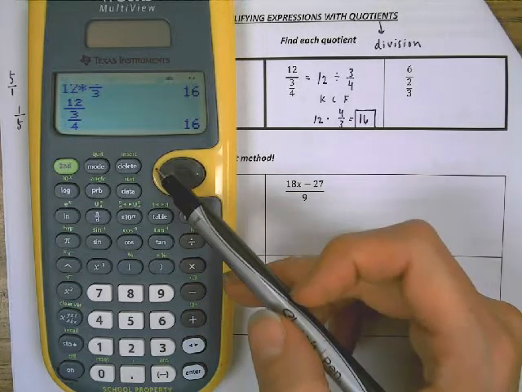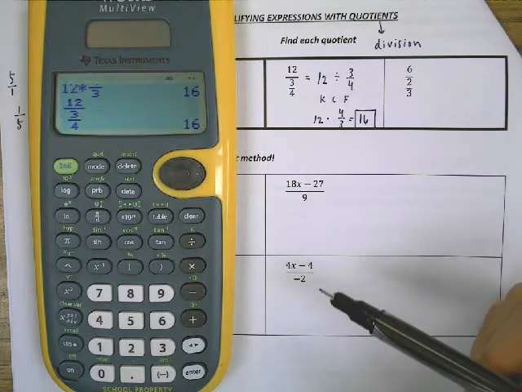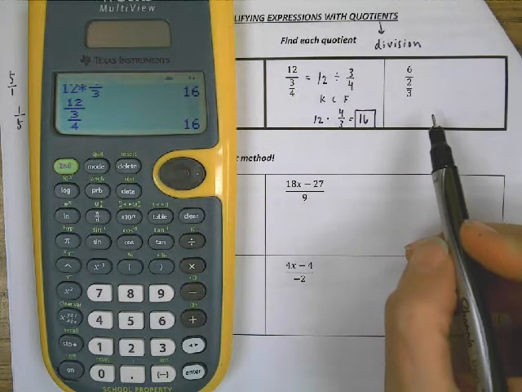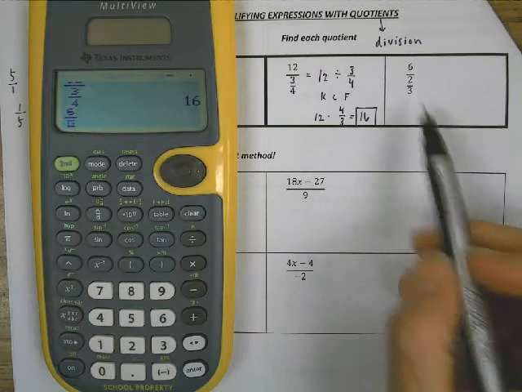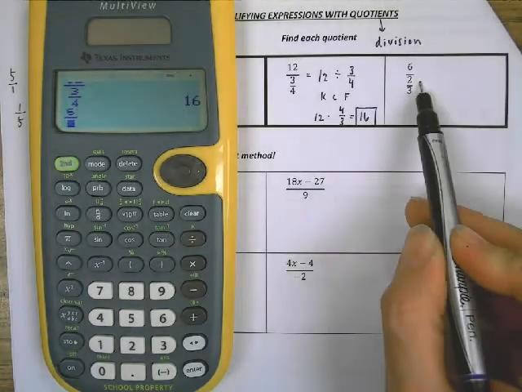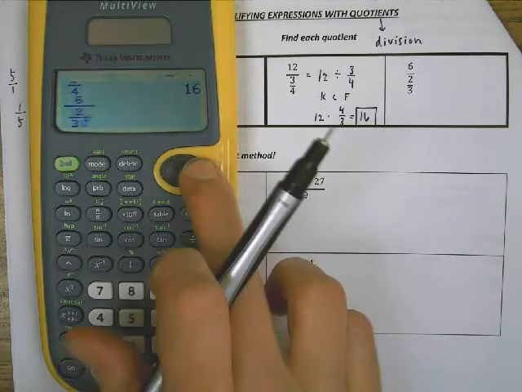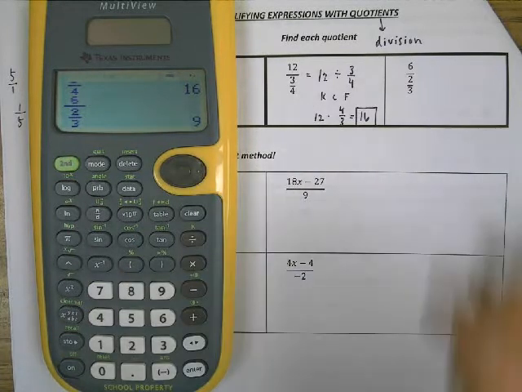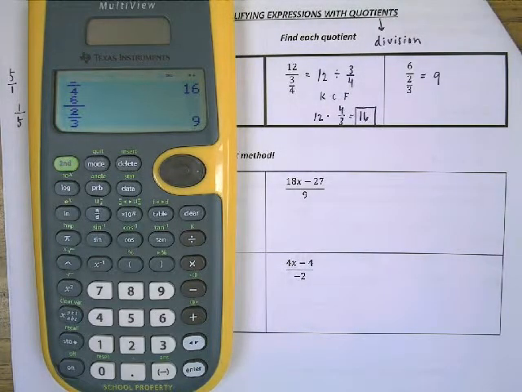So here's one more, just practicing the calculator. I have my n/d key. On top is 6. My denominator now is a fraction, so I need another fraction there. And I'm going to type in 2/3. And that's going to give me an answer of 9. So here, either keep, change, flip, or just using the calculator is totally acceptable for the final.